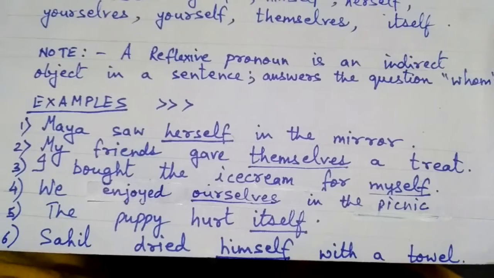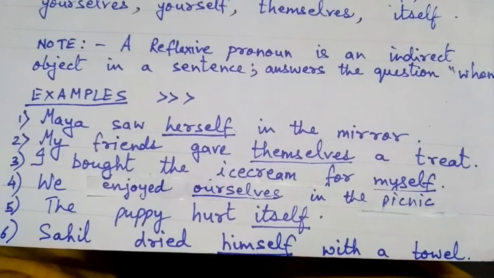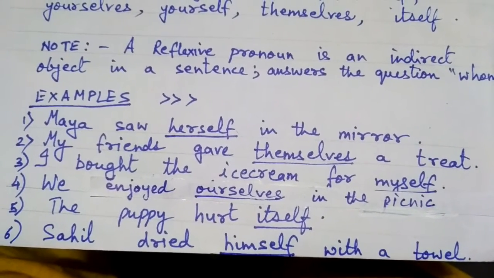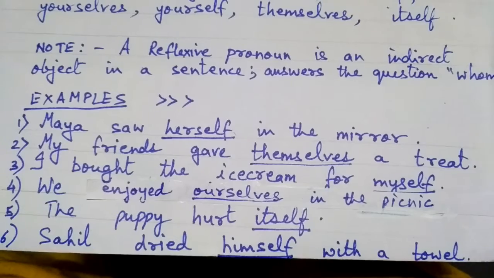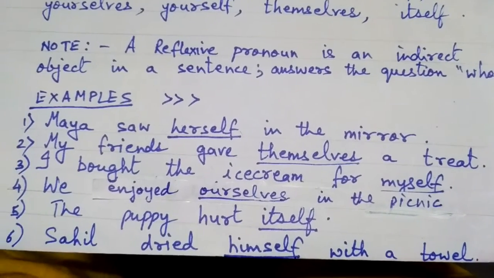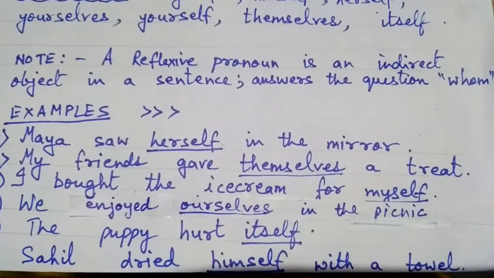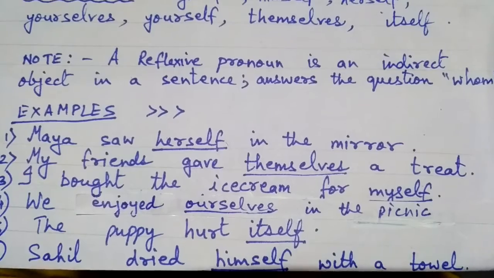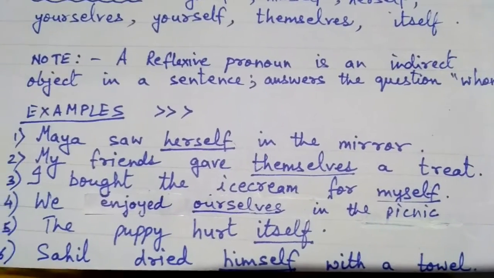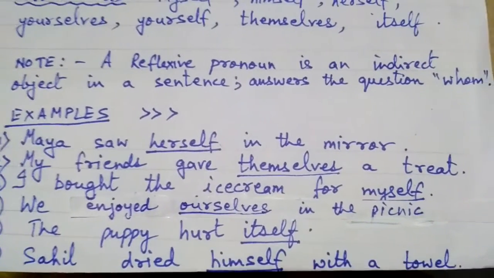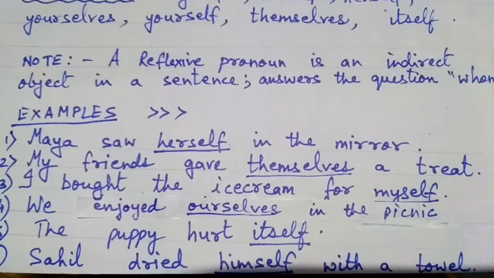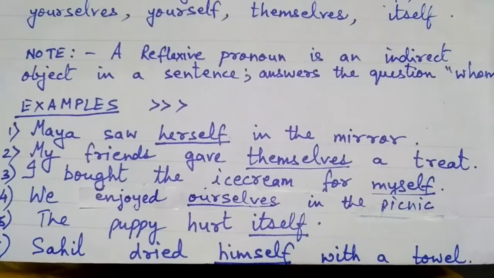I bought the ice cream for myself. Very clearly, for whom? I did the action of buying an ice cream. But for whom? For myself. So the word myself is a reflexive pronoun which reflects back to the subject I, which is a pronoun here.